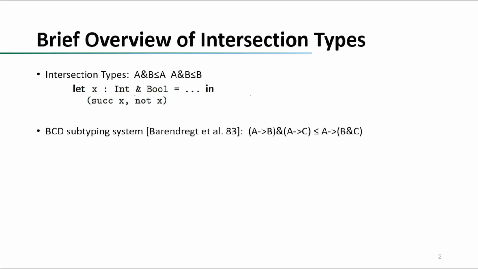Actually, intersection type, along with its subtyping system, was introduced very early into programming languages. A subtyping system that is widely used for intersection types is the BCD subtyping system. Besides the commonly used subtyping rule, A and B is a subtype of A and a subtype of B, the BCD subtyping system allows you to use two functions of type A to B and A to C as a function of type A to B and C. And all the works are working on the basis of the BCD subtyping system extended with record types.